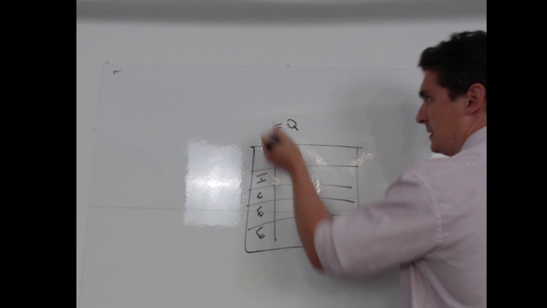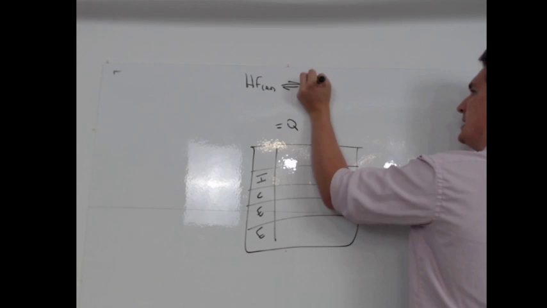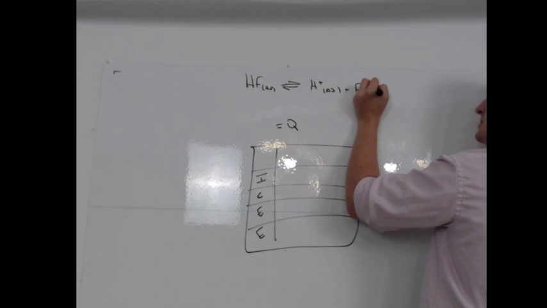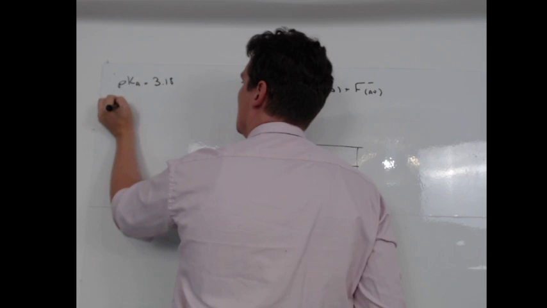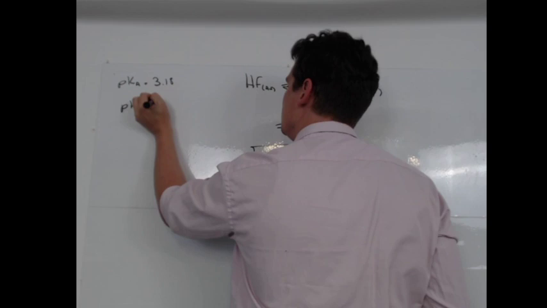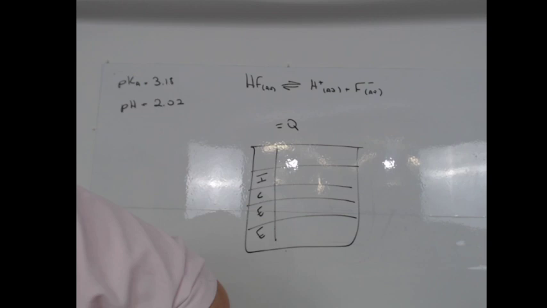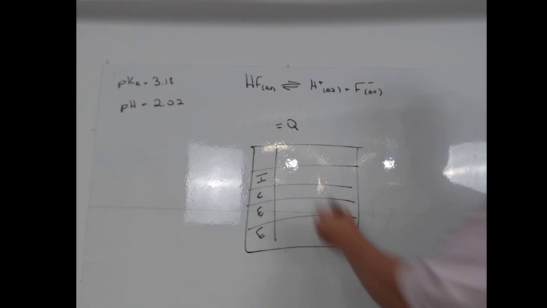So in this case, we've got hydrofluoric acid going back and forth to H+ and F-. And I've got the pKa of HF is 3.18. And I want my pH to be 2.02. So, got HF, H+, and F-.